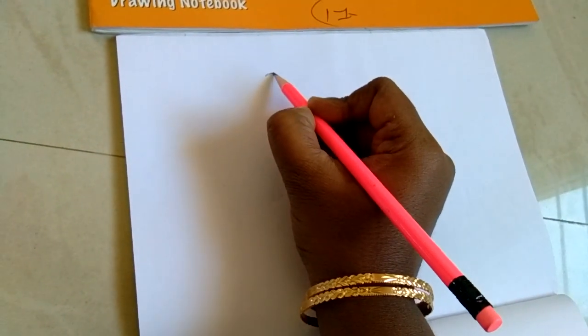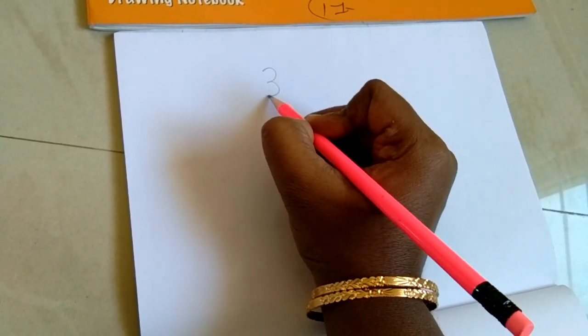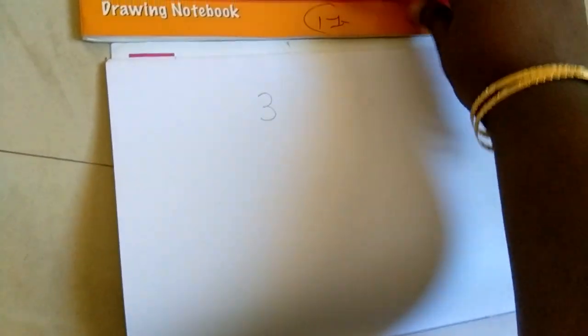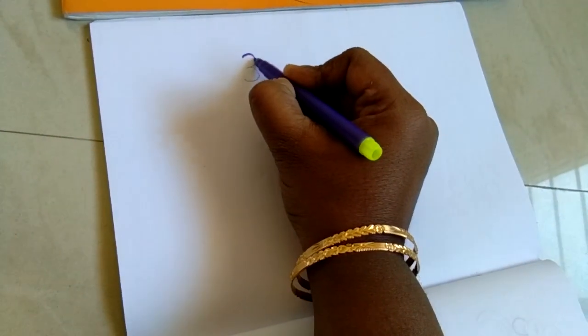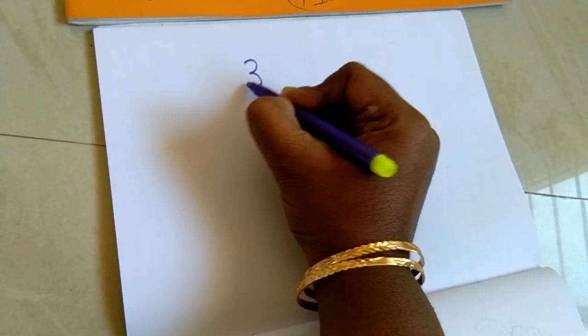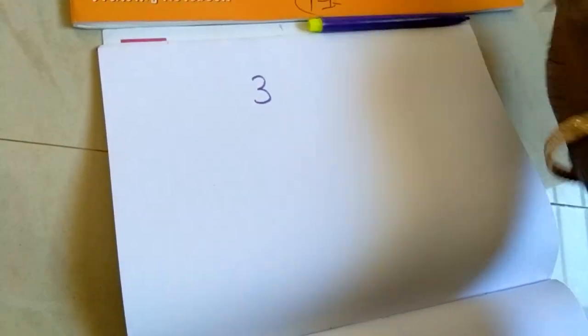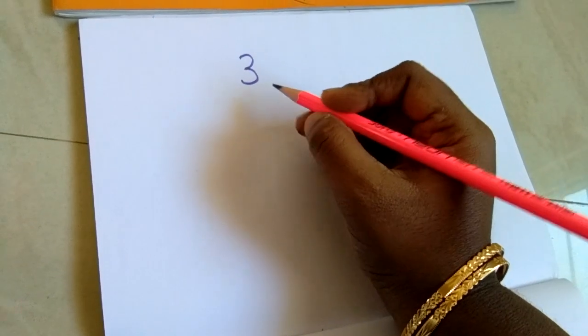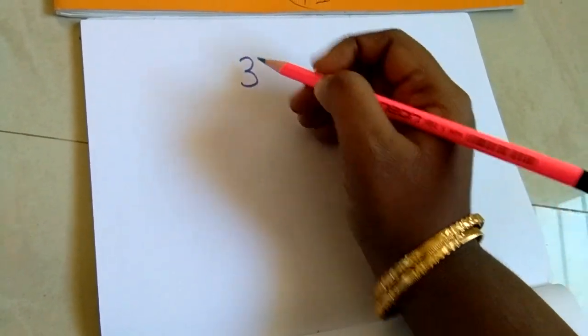First, you write number 3. Then I am marking it in the sketch for the reference. Okay. So using number 3, what we can draw? We can draw many items. I am going to teach you to draw grapes.